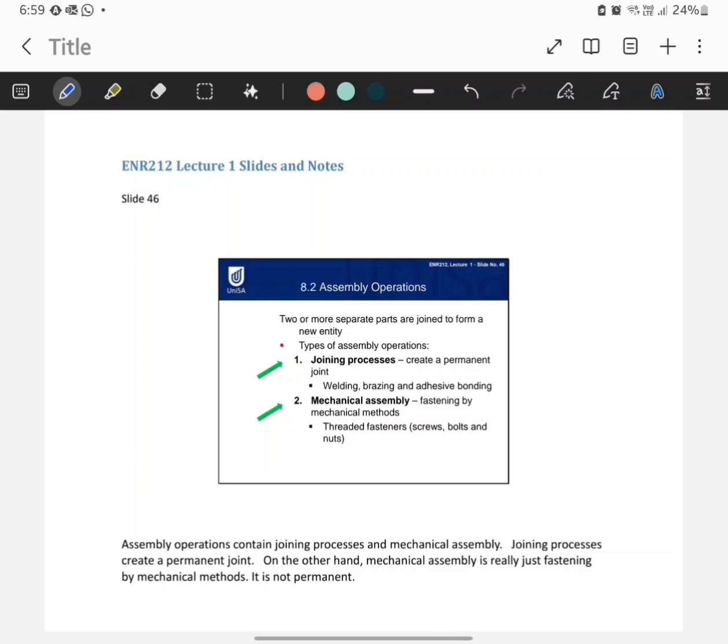Adhesive bonding sometimes can be permanent or temporary. It depends on the adhesive that we will use. Where the joint part cannot easily be separated, as we said, because this will be like a permanent joining process. And also in the assembly process, we have mechanical assembly. It uses removable fasteners such as screws, bolts, and nuts. This allows parts to be assembled and disassembled as needed.